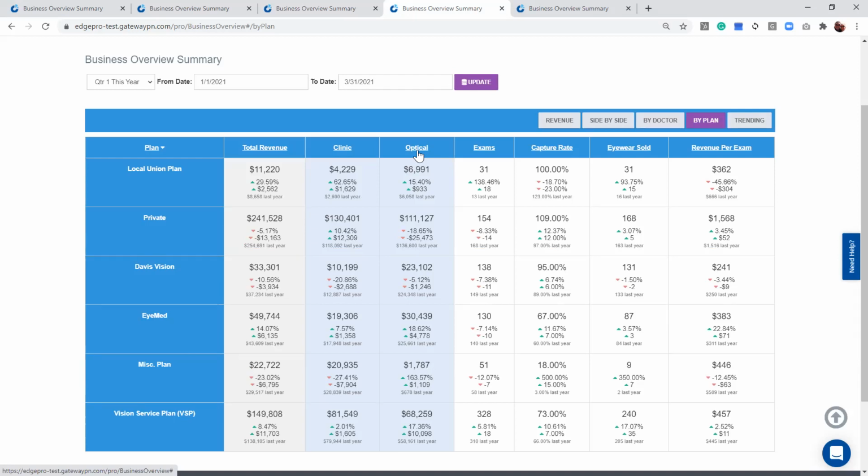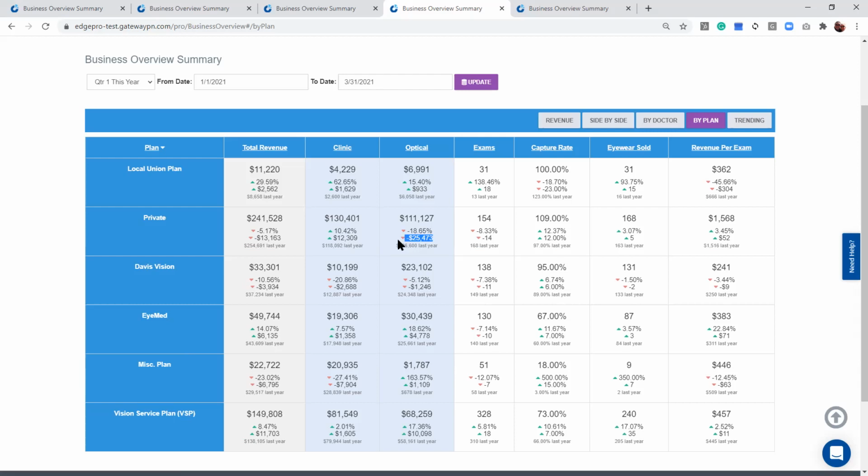Now, what I mean by red flags is, am I up or am I down more in one plan than another plan? Let's use VSP here as an example. We're up by $11,000 with VSP, but we're down by $13,000 with our private pay. Not only are we down by $13,000 with private pay, we're down by $25,000 here in our optical.